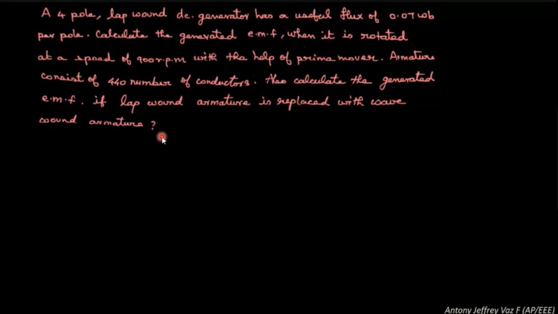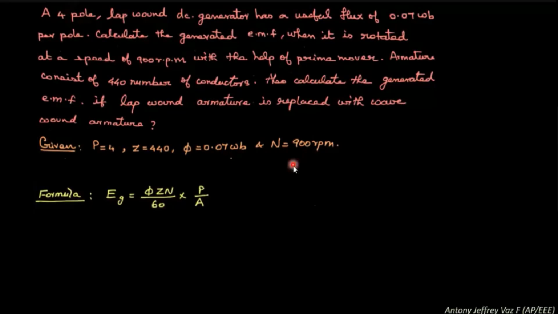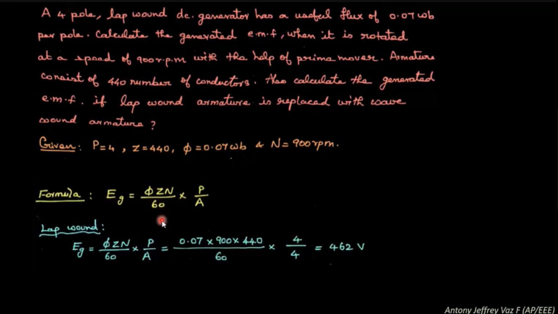So in this problem, the given are poles P is equal to 4, Z, that is the total number of conductors is 440, and speed is 900 rpm. You are going to find the generated EMF EG. To find the generated EMF EG, the formula is pi Zn divided by 60 into P by A. So all the values are present, just substitute all the values.